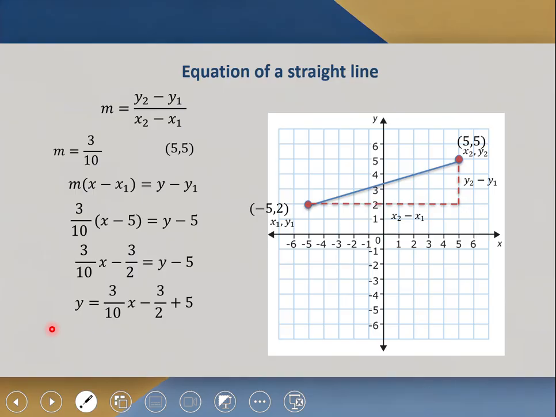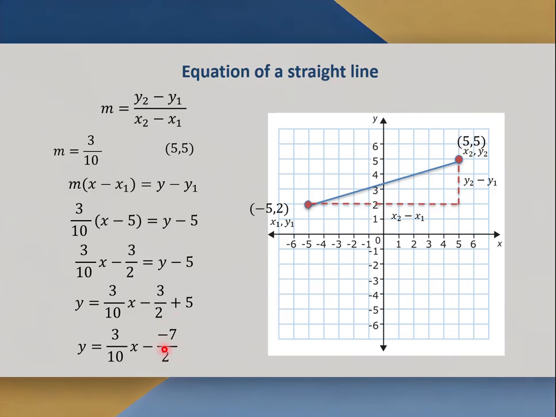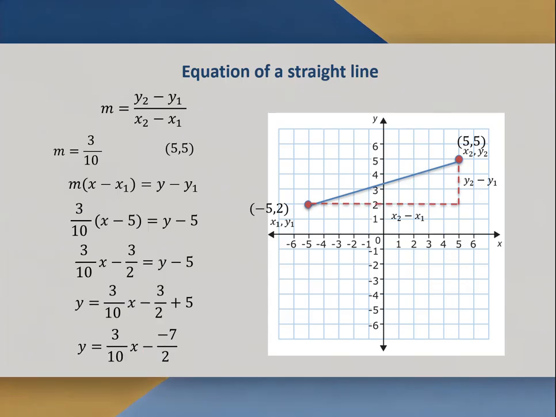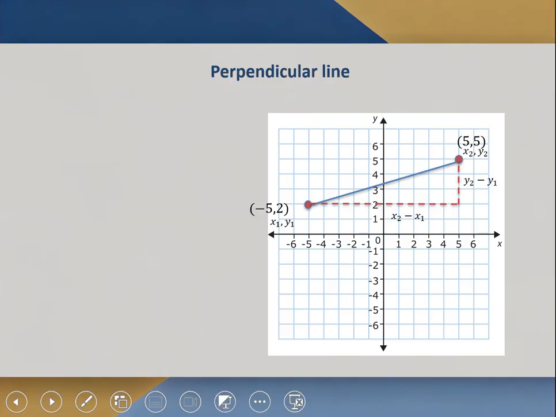And that will give us 7 over 2. We've got a negative and negative there, so that will just cancel out and become a positive. In terms of perpendicular lines, we know a perpendicular is a 90-degree angle. So that means we know that m1 times m2 is equal to negative 1. So our gradient before, and what we've got on the screen, is 3 over 10.